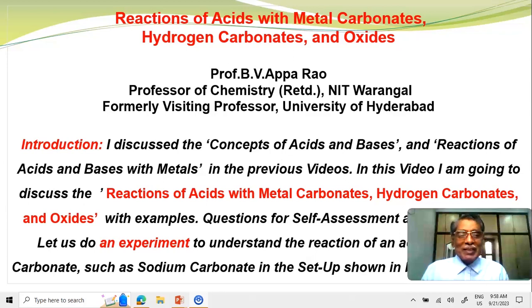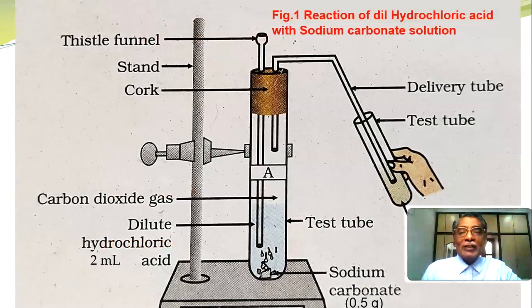Let us do an experiment to understand the reaction of an acid with a metal carbonate such as sodium carbonate in the setup shown in figure 1. See here, take a test tube and place about 0.5 grams of sodium carbonate in the test tube. Then you add 2 ml of dilute hydrochloric acid to the test tube.